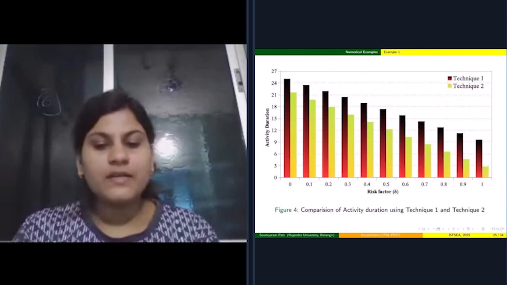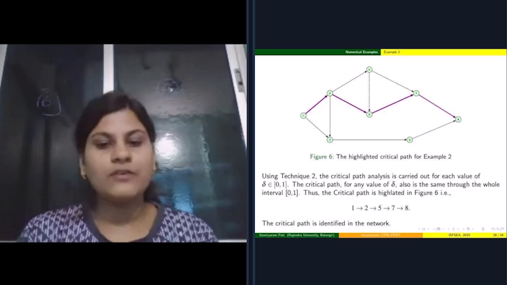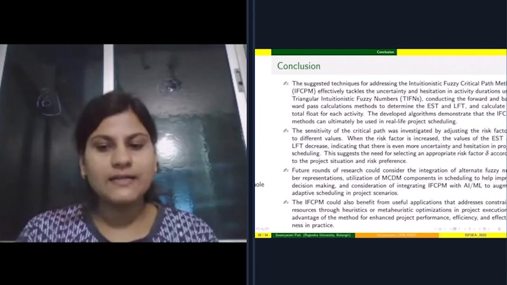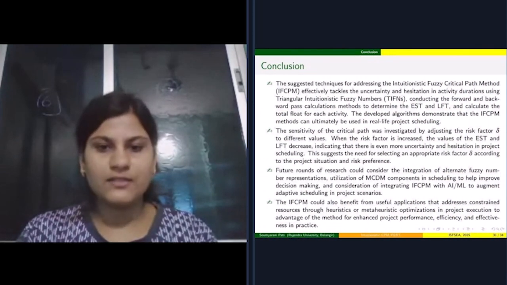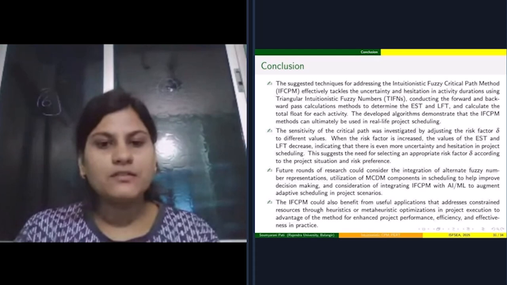This one is the comparison of activity duration using technique 1 and technique 2. For example 2, this is the critical path which is highlighted in the figure. And finally the conclusion.